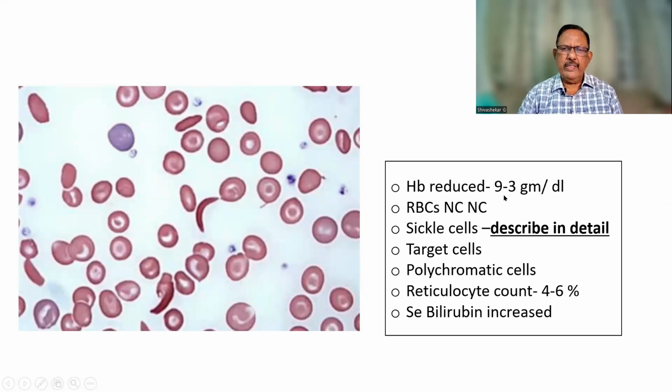The hemoglobin is reduced from 9 to as low as 3 grams per deciliter. The RBCs are normocytic normochromic, not micro or macro. There can be a good number of target cells. Target means you have a dot of hemoglobin in the center as well as the periphery. There can be precipitation of the sickle cells. As I told you, there can be some purplish, slightly larger cells, the reticulocytes. WBCs and platelets are not affected. The reticulocyte count is increased because it is a hemolytic anemia, and so is serum bilirubin because of hemolysis.